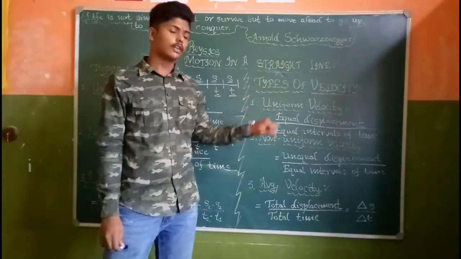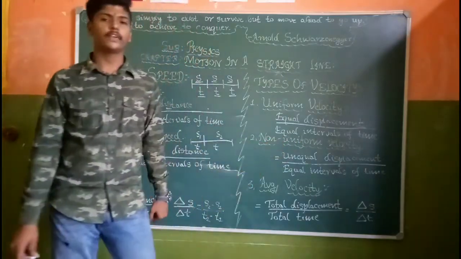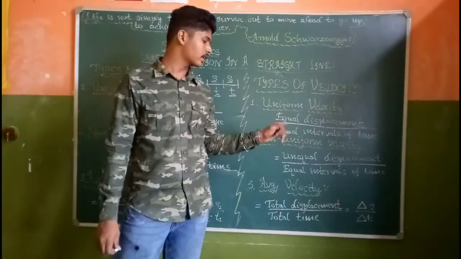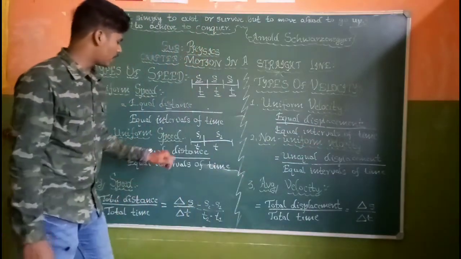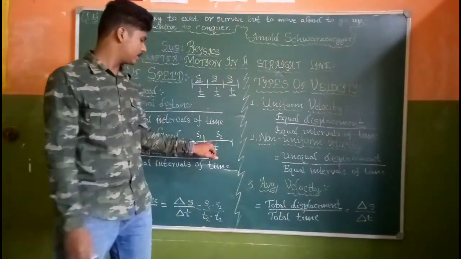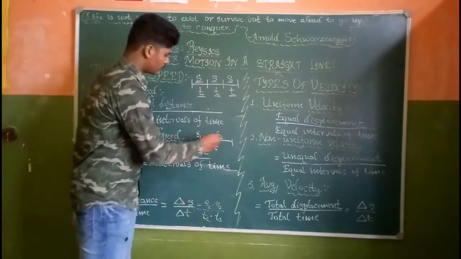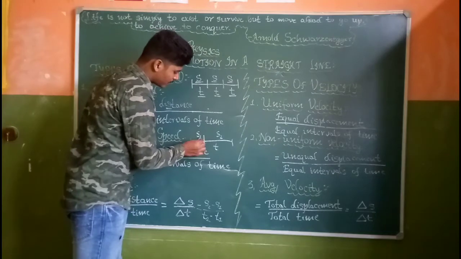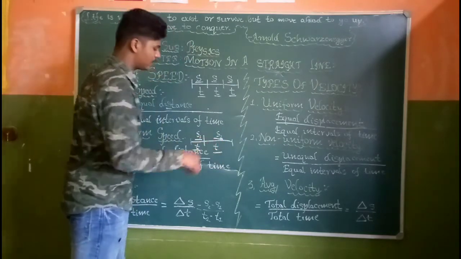The second type of velocity is non-uniform velocity. Non-uniform velocity is defined as unequal displacement covered per equal intervals of time. I can show you in this diagram. An object has covered s1 displacement in time t and s2 displacement in time t.